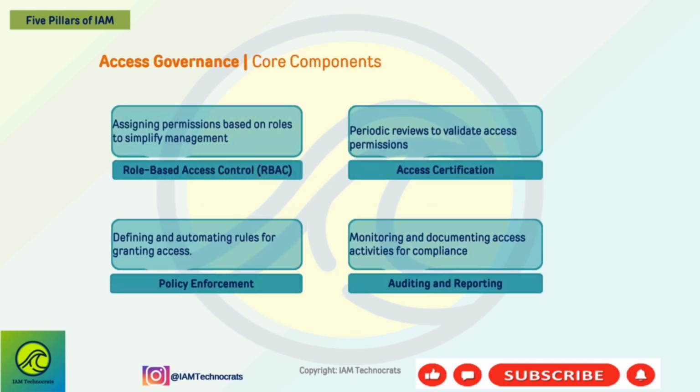Here are the key components of access governance. First is role-based access control: assigning permissions based on roles to simplify management. Next, access certification: periodic reviews to validate access permissions. The third is policy enforcement: defining and automating rules for granting access. And the last is auditing and reporting: monitoring and documenting access activities for compliance.